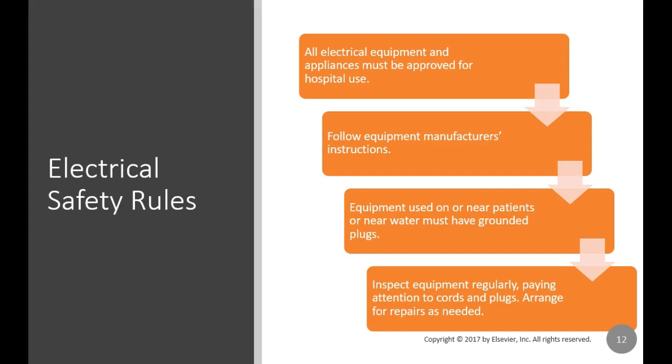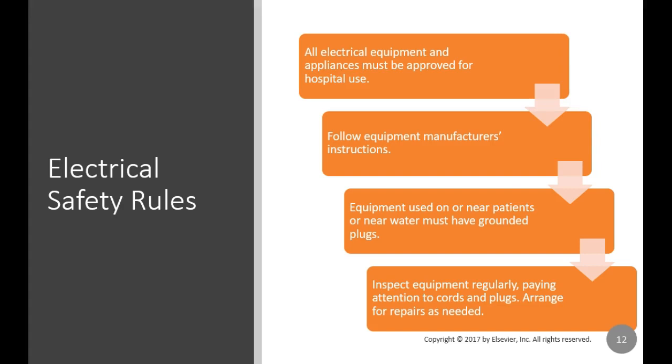Common hazards. So electrical safety rules. All electrical equipment and appliances must be approved for hospital use. So you have to send them to biomedical or engineering for them to approve the toaster you brought in. You're not allowed just to bring in any appliance. It has to be approved. Follow the equipment manufacturer's instructions. Equipment used on or near patients or near water must have ground plugs, and inspect the equipment regularly, paying attention to cords and plugs and arrange for repairs as needed.